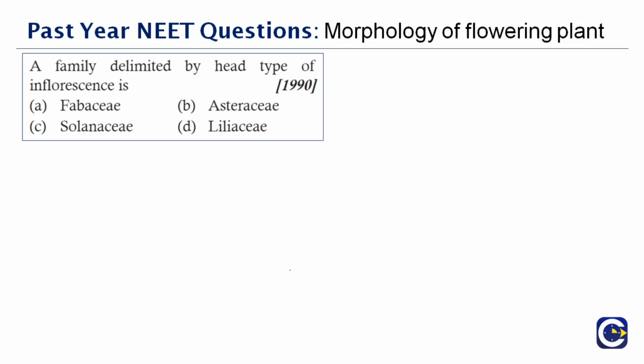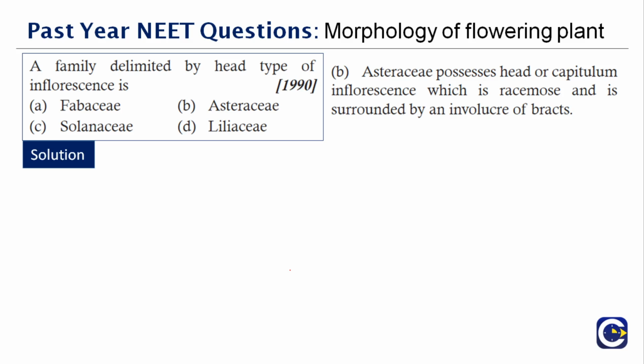Next question: a family delimited by the head type of inflorescence is dash. This question was asked in the year 1990. What do you think will be the answer here? They are delimited by the head type, so obviously it is the family Asteraceae. They possess a head or capitulum inflorescence, which is racemose and surrounded by an involucre of bracts. Therefore, the right answer to this question is option B. A family delimited by the head type of inflorescence is the family Asteraceae.